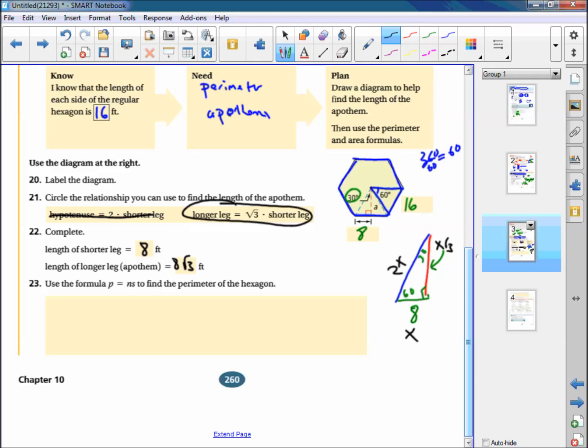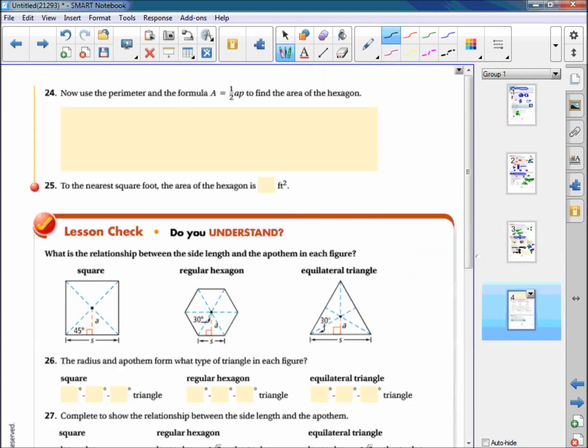All right, so we can certainly find the perimeter of a regular hexagon. A regular hexagon has 6 sides, and each side length is 16 in our case. So 6 times 16 will give us 96. So there's our perimeter. Now we have all the parts we need. We have the apothem and we have the perimeter. So we'll flip it over and finish this up. If we find the perimeter and the apothem, we can use our formula.